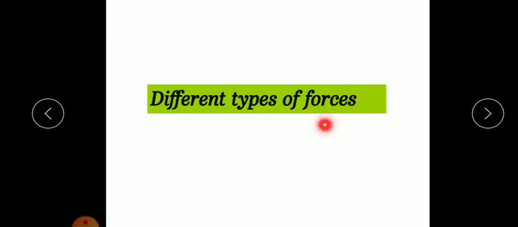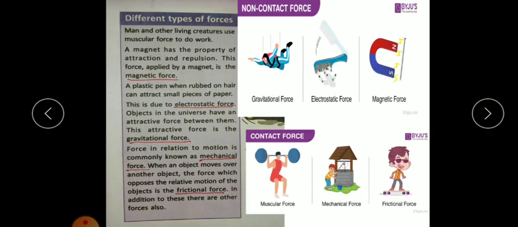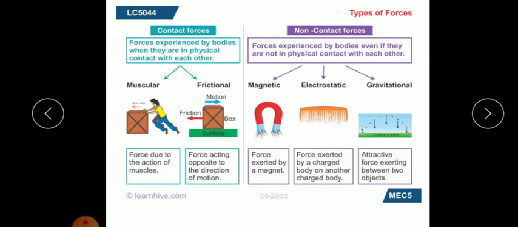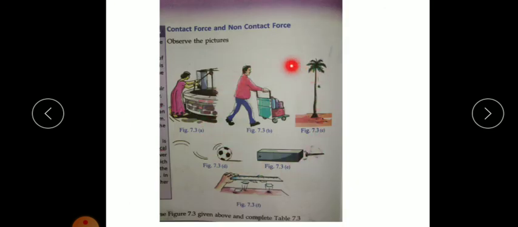Then we saw the different types of forces: gravitational force, electrostatic force, magnetic force, muscular force, mechanical force and frictional force. After that we saw what contact forces and non-contact forces are. Muscular force and frictional force are contact forces. Magnetic force, electrostatic force and gravitational force are non-contact forces. After that we saw some examples of contact and non-contact forces.